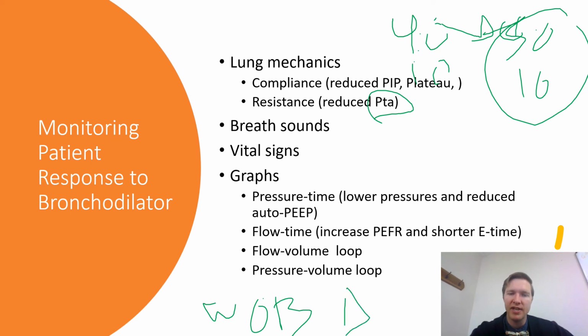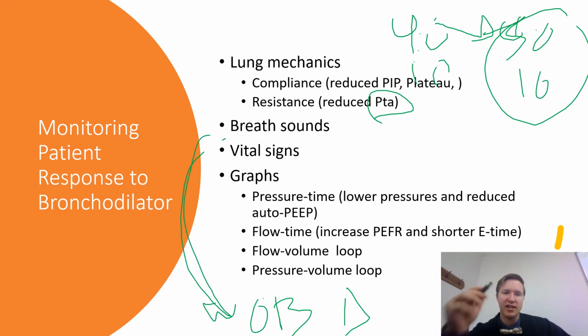Did their work of breathing change, right? Are they using as much accessory muscles? Are they sweating as hard, right? Diaphoresis, right? Did their work of breathing go up or down, right? Are they working harder or less? Hopefully less, if it took good effect. So vital signs, and sort of attach that to work of breathing there. Visual inspection, I guess. Graphs.